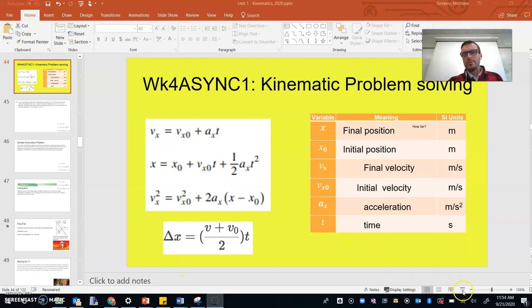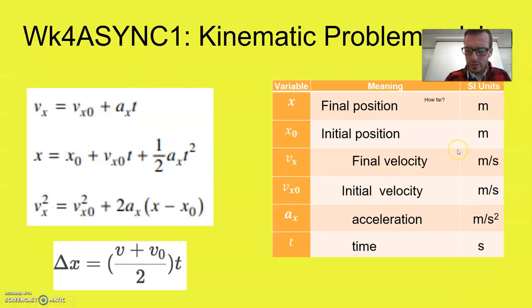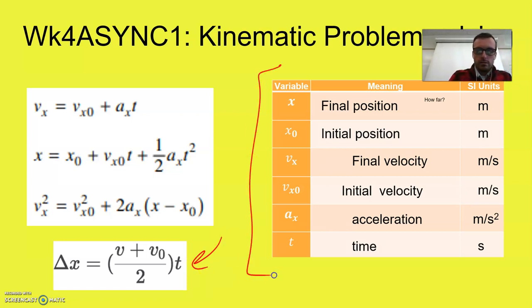I got to go warp speed because I got 15 minutes, and I want to show you as much as I can. So here are our equations. This is the fourth and secret kinematic equation that's not on your equation sheet, but sometimes comes in handy. And here's what all of those variables mean.